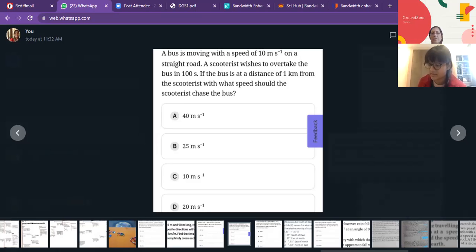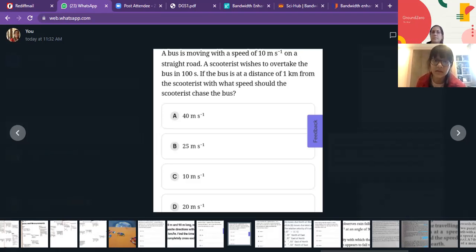Okay. So you haven't used the relative velocity concept, right? So how will you do it if you have to use the concept of relative velocity in this? No, it is at what speed should the scooterist chase? Okay. The bus is moving with 10 meter per second. Okay, now how will you do it using the relative velocity concept? Let us suppose the scooterist is at v meter per second, right? You consider the bus as stopped. You take your frame of reference as the bus. So what will be the velocity of the scooterist with respect to the bus?